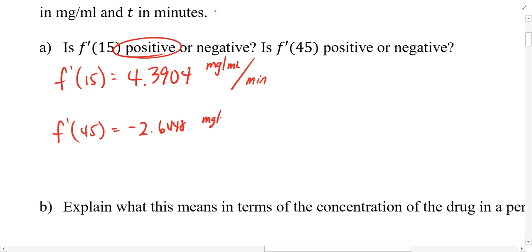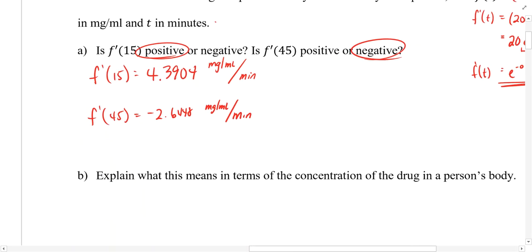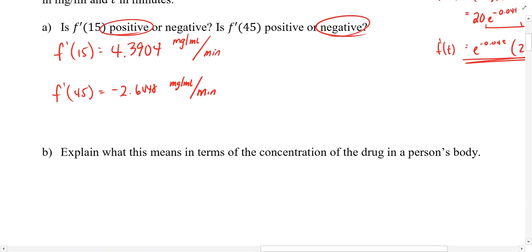And again, this is milligrams per milliliter concentration per minute. And so that's a negative result, and that means that our concentration is decreasing, or the drug is wearing off at that time.